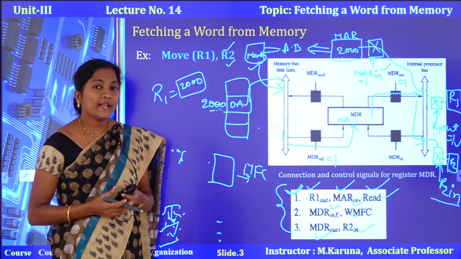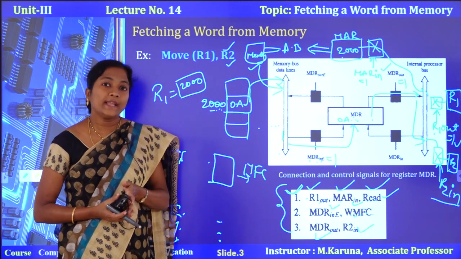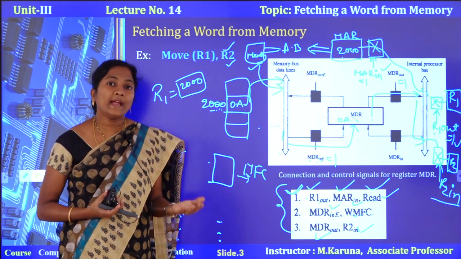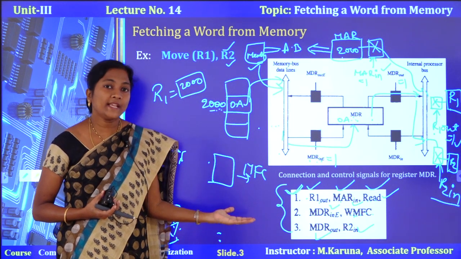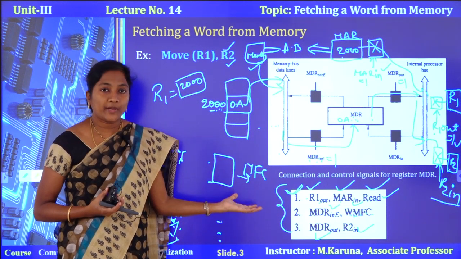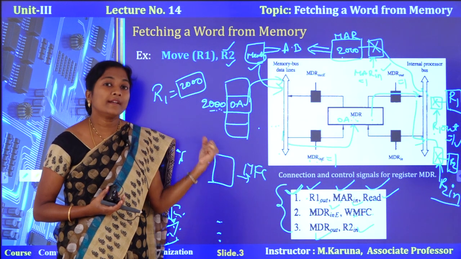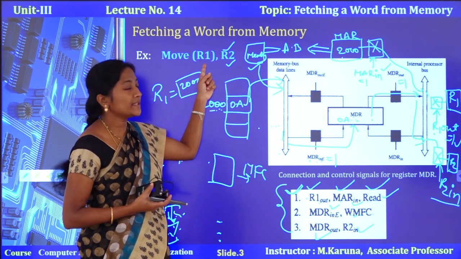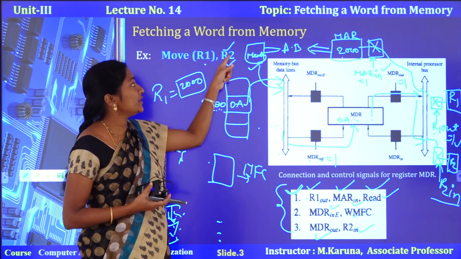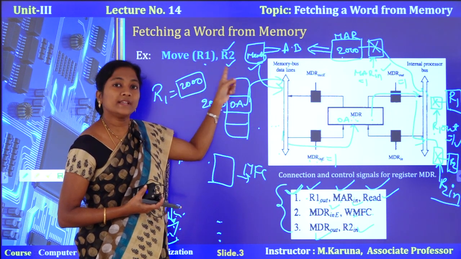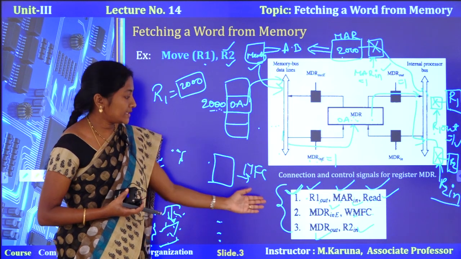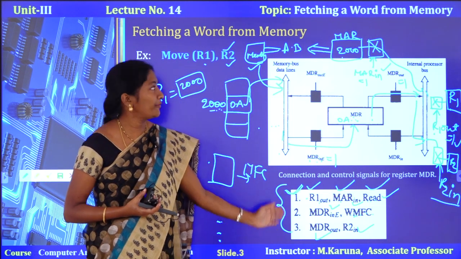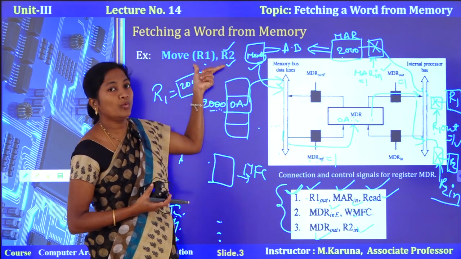Likewise, the data transfer takes place between memory and processor, or we can say this is the read operation. The processor reads the data from the memory location pointed to by the R1 register and then transfers it to the destination register R2. So, these are the steps required to perform this move instruction.